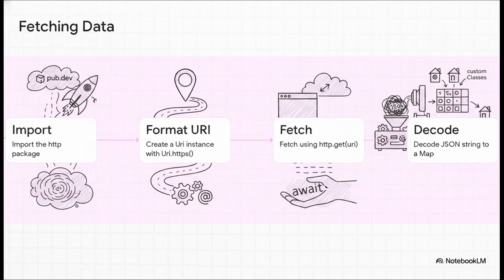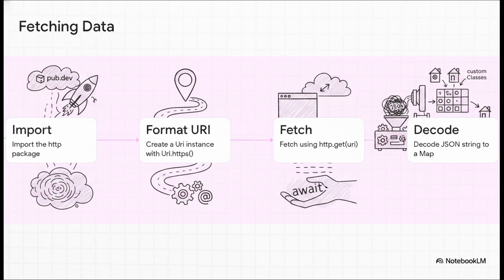Let's systematically step through what this looks like in a real HTTP network request. First, Dart has an awesome package manager called pub.dev. We import the external HTTP package right from there. Second, we take our API web address and securely format it using the URI.https method. Third, we actually fetch the data by passing that URI into http.get, making sure to use the await keyword we just learned about. Finally, APIs return data as a massive text string called JSON.